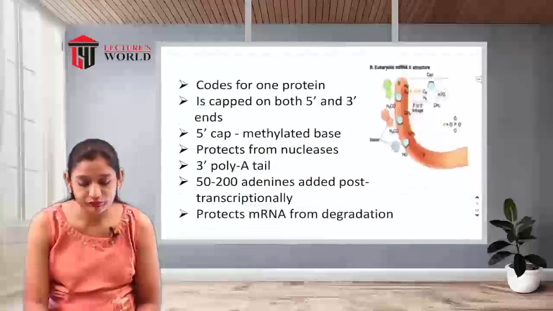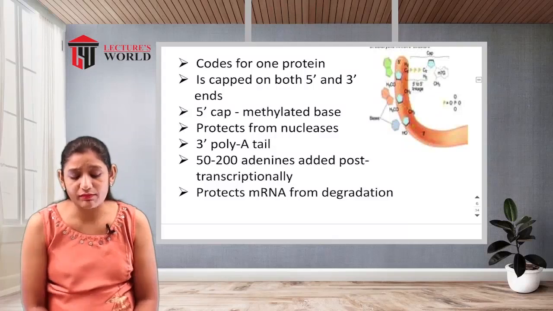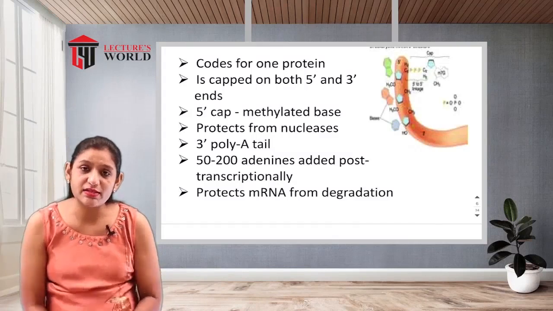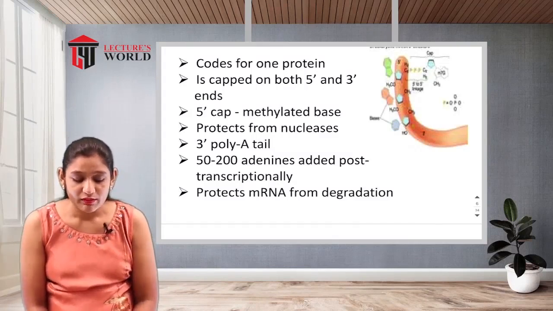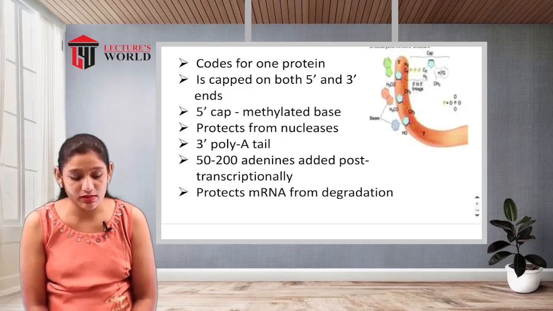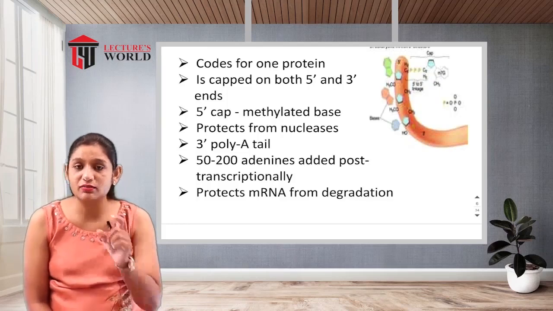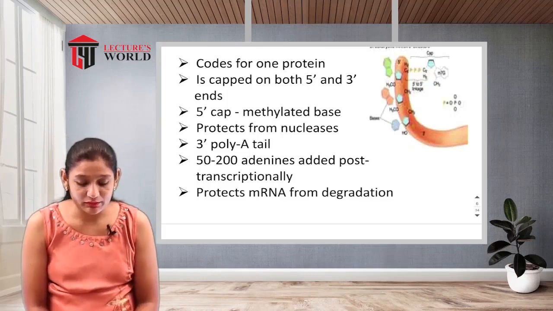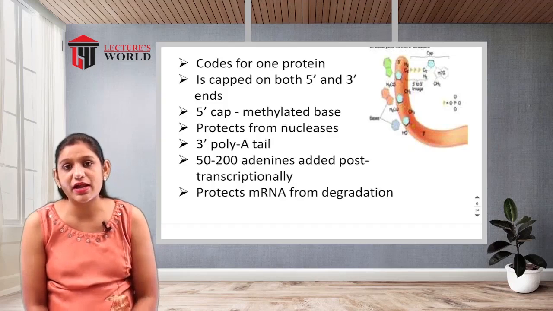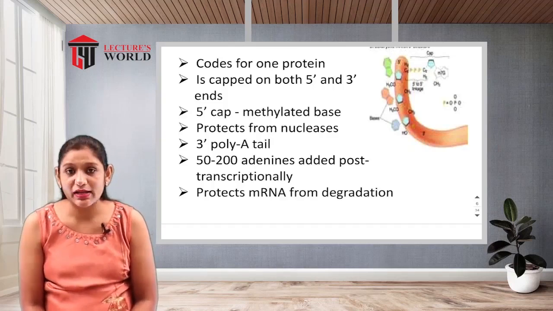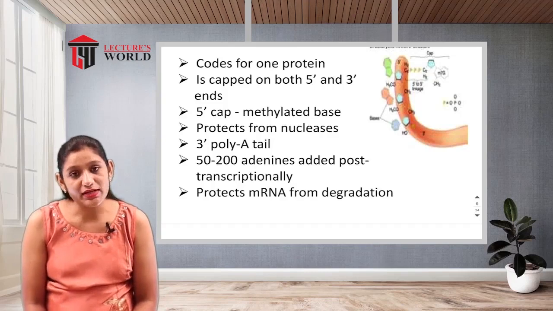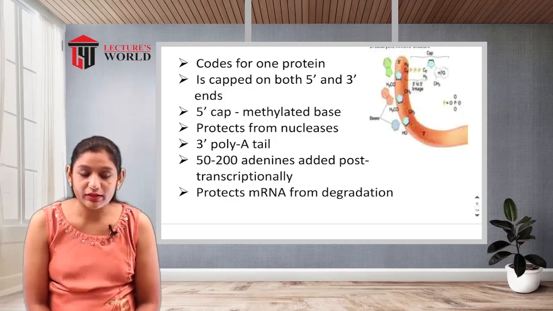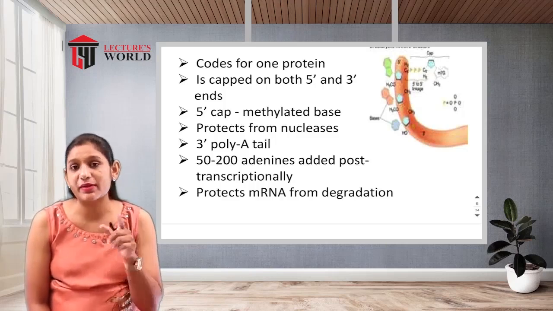Each mRNA codes for one protein, that is, a specific protein has a specific nucleotide sequence, which is capped on both the 5' and 3' ends. Every mRNA has a 5' end and a 3' end. The 5' cap is a methylated cap which protects it. Then there is the 3' poly A tail.